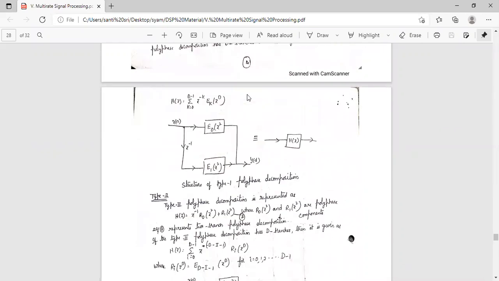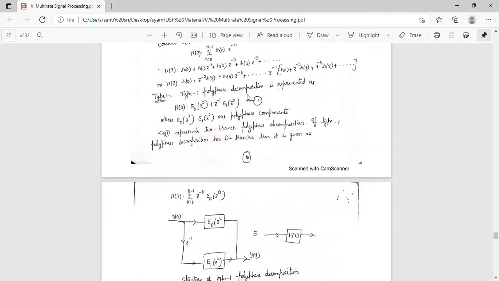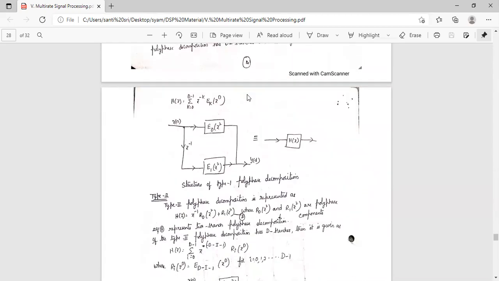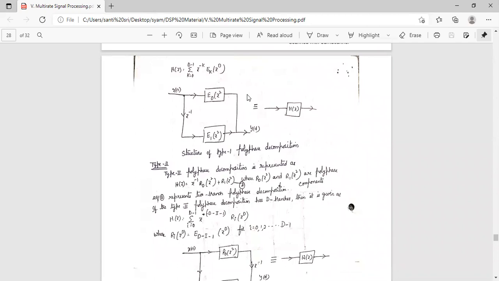So coming to the type 2 polyphase decomposition, which is represented as H of Z equal to Z power minus 1 into R0 of Z square plus R1 of Z square, where R0 of Z square and R1 of Z square are polyphase components in type 2. Equation 2 represents a two branch polyphase decomposition, just as type 1 does.